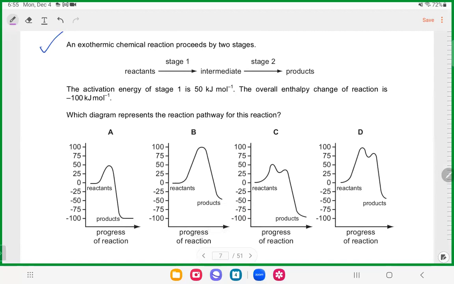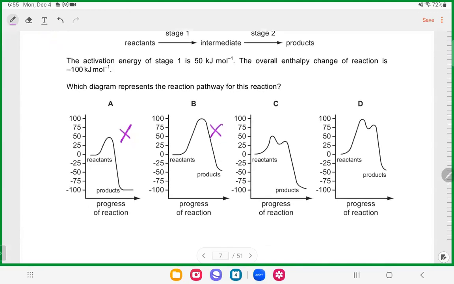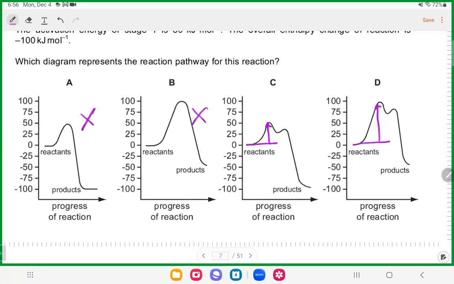Okay. Stage 1 and stage 2, it means that these are not the enthalpy changes. Why? Because these are for a single step. But my reaction proceeds by 2 steps. Okay, so either C or D. Now it says the activation energy of stage 1 is plus 50. Okay, activation energy is always from the reactant till the top of the peak. So these are the activation energies of stage 1 for options C and D.